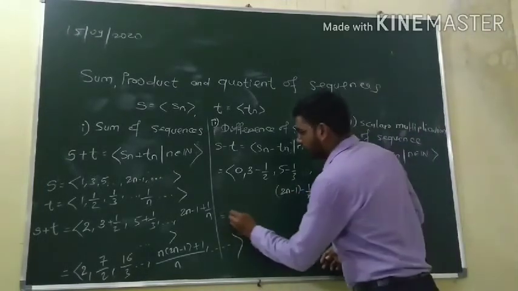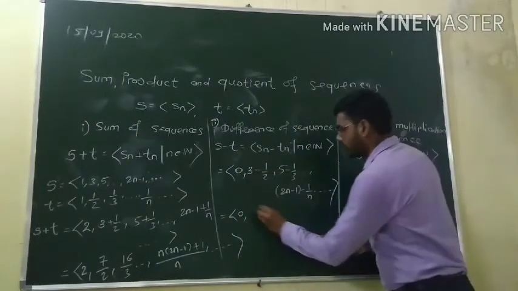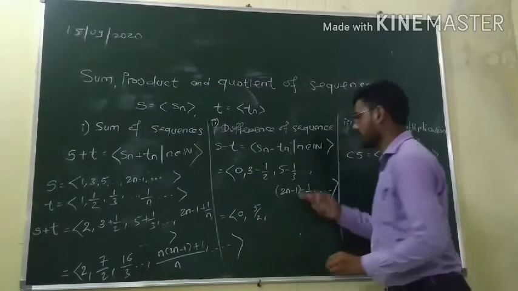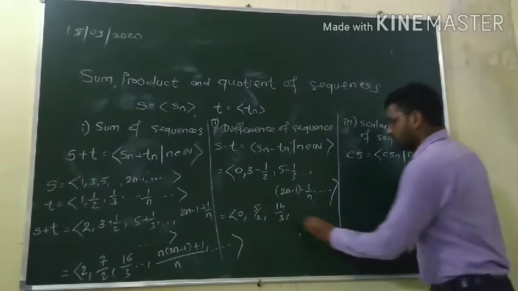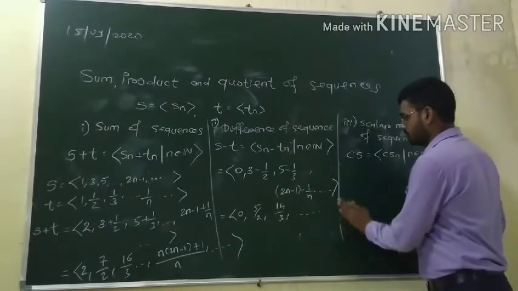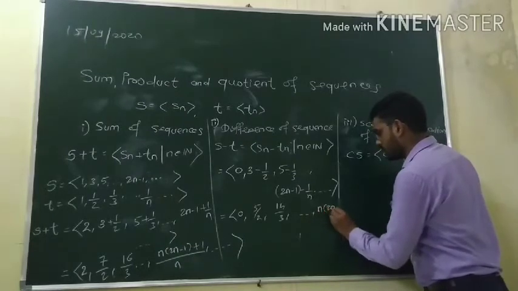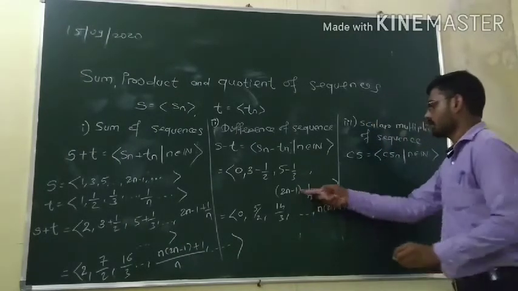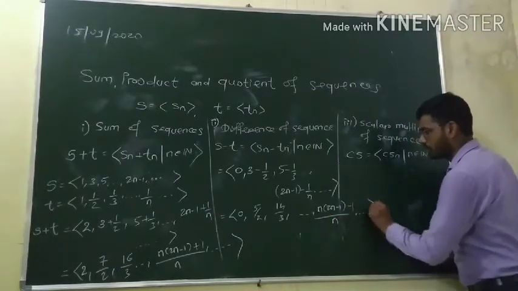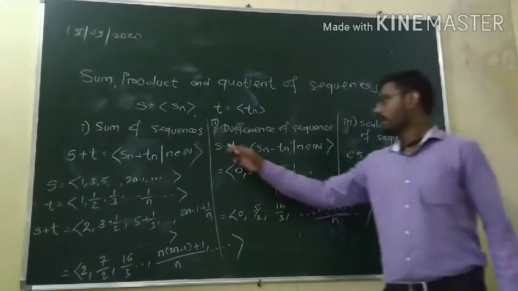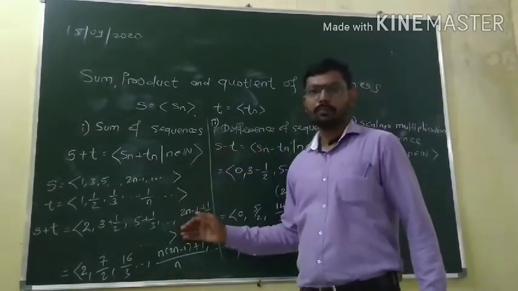Now this becomes: the first term 0, the second term 5/2, the third term 14/3, then the n-th term becomes 2n minus 1 minus 1/n, and so on. So this becomes S minus T. Just subtract component-wise.